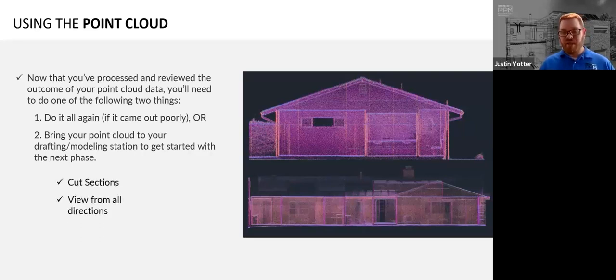Sections. In order to produce items such as a floor plan, you need to be able to slice the point cloud into the desired section and work from that. Most software allows you to do that quite easily. And then you need to be able to view it from all directions. In addition to cutting the sections, you'll need to be able to move and rotate the clouds to give you the working angle you desire.